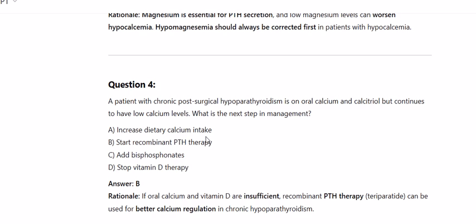Answer: B. Rationale. If oral calcium and vitamin D are insufficient, recombinant PTH therapy, teriparatide, can be used for better calcium regulation in chronic hypoparathyroidism.